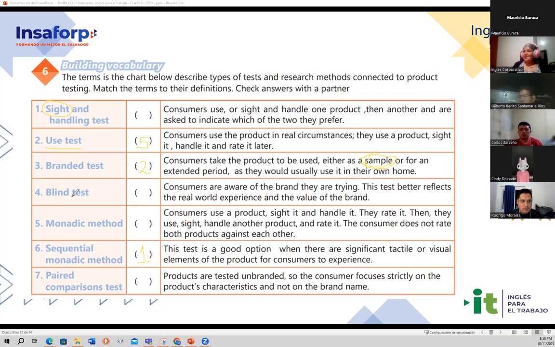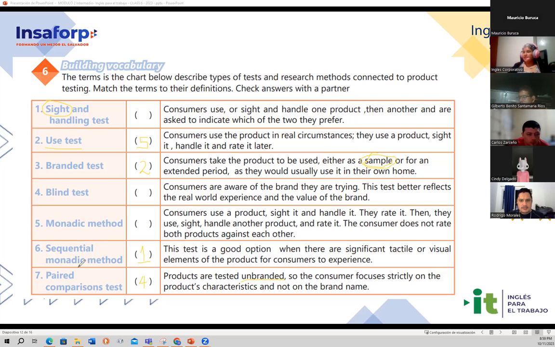Okay, what is a blind test? The last one? Products are tested unbranded. So the customer focuses strictly on the product's characteristics and not on the brand name. Correct. Unbranded, right? That is the keyword. Very good. Thank you so much.